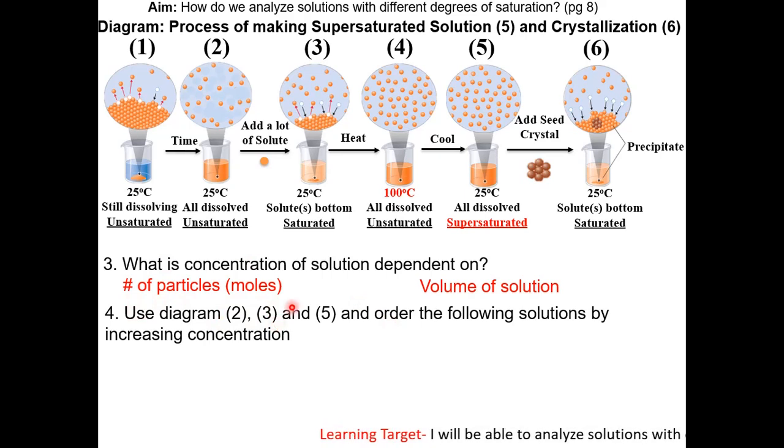Using diagrams 2, 3, and 5, order the following solutions by increasing concentration. Concentration is dependent on the number of particles of the solute that are dissolved in solution. Diagrams 2, 3, and 5 are at the same temperature, 25 degrees Celsius. Diagram 5 is supersaturated, diagram 3 is saturated, and diagram 2 is unsaturated. By looking at the pictures, diagram 5 has the most solute dissolved in solution, therefore it is the most concentrated, then diagram 3, and the least concentrated is diagram 2.